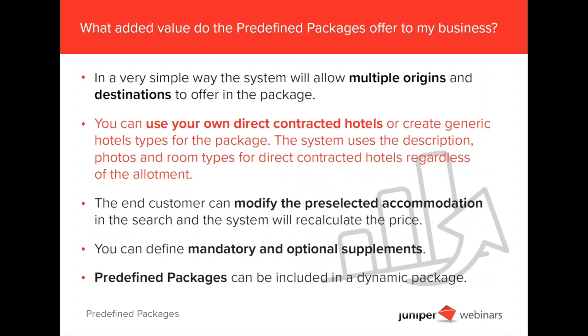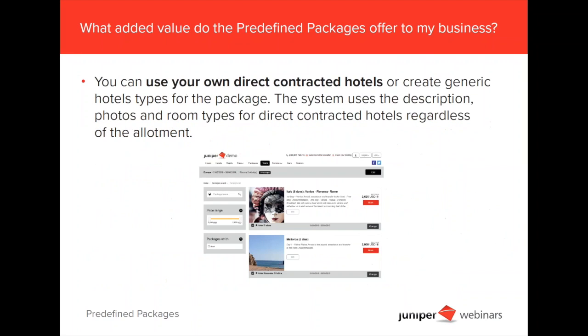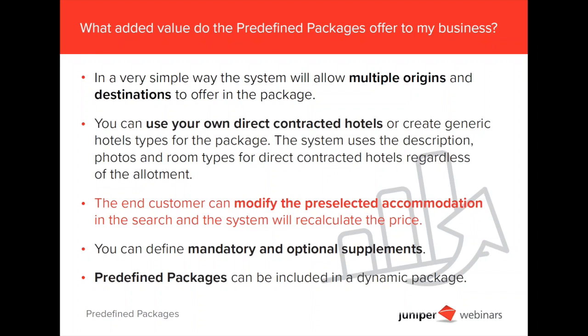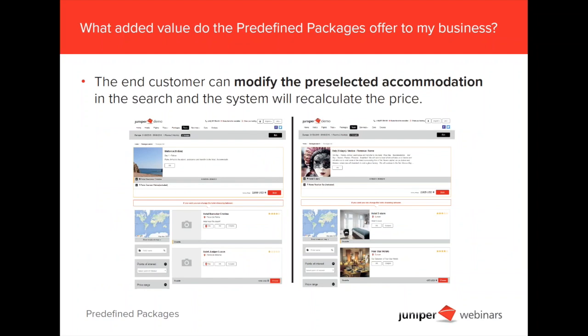You can use your own direct contract hotels or create a generic hotel site for the package. The system uses the description, photos, and room types for direct contract hotels regardless of the allotment. We will assign the allotment in the package. So here we have an example where we have two packages, one with a generic hotel and the other one with an own direct contract hotel. Then the customer can modify the pre-selected accommodation in the search and the system will recalculate the price. So here we have two packages and we can change the hotel if we want, okay?